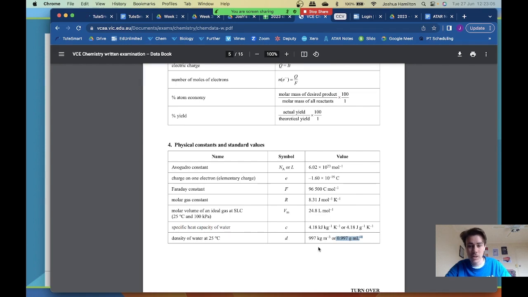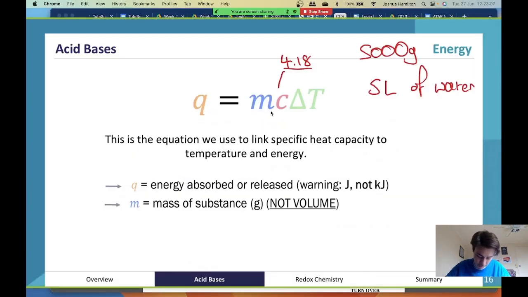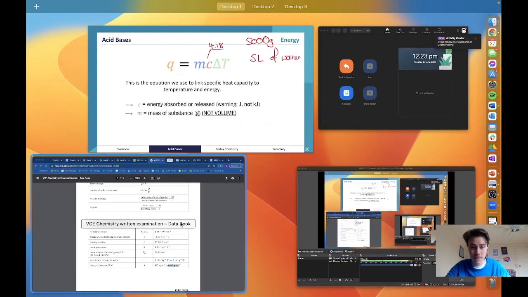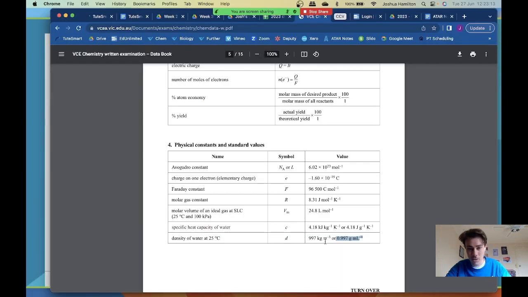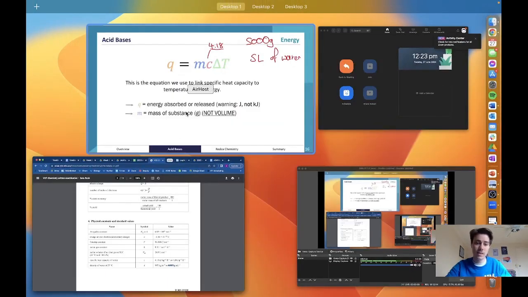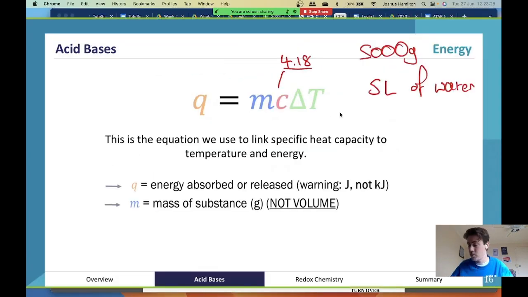We use 0.997. So if I have 5 liters of water, I need to convert that to grams. I'm going to go 5,000 because I want milliliters, which is 5 liters. 5,000 milliliters times by 0.997. So we'll do it over here: 5,000 times by 0.997.